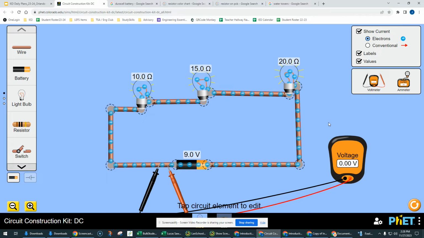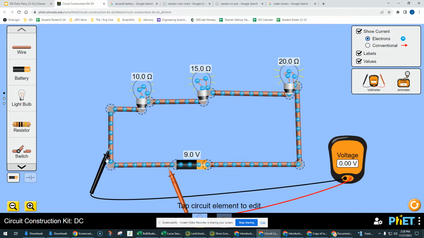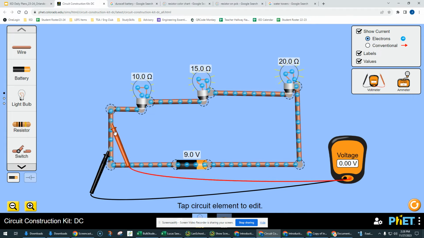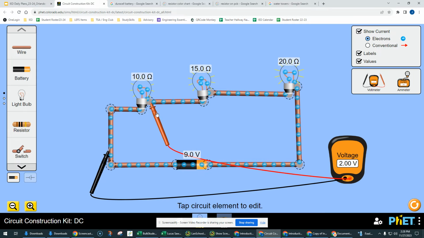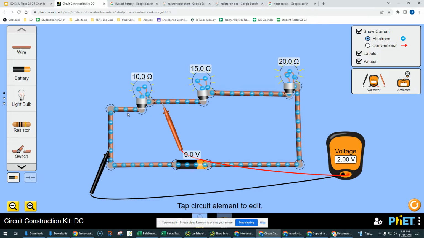Also, people often use the phrase voltage drop. As the electrons flow through your circuit, as those electrons have to go through an obstacle, something that's going to create resistance, we would expect to see a loss in pressure or a loss in voltage, aka a voltage drop. So by putting this lead right here on the opposite side of the light bulb, I get a voltage of 2, and that means I lost 2 volts of pressure.